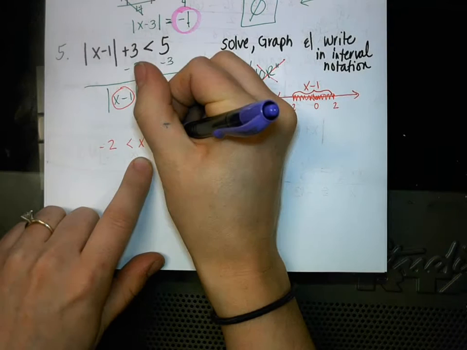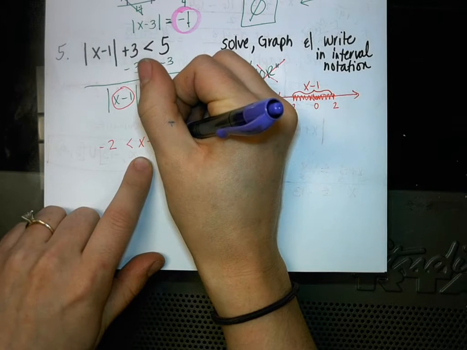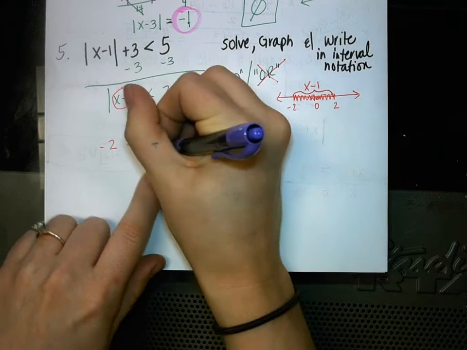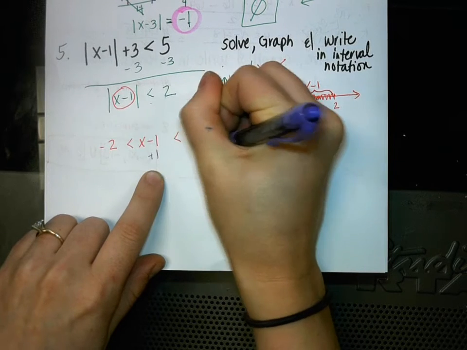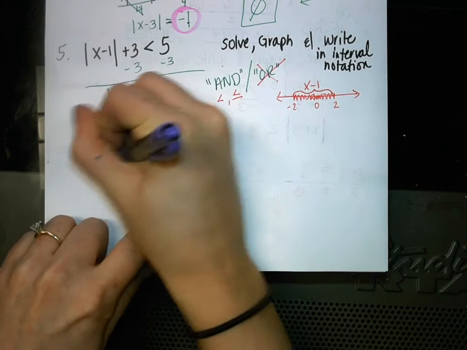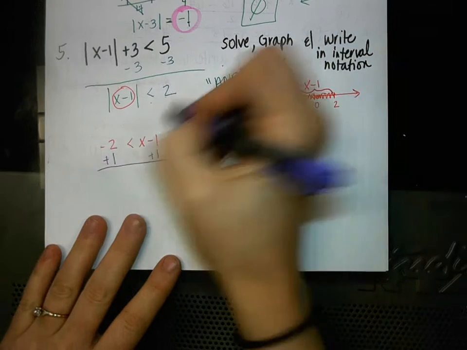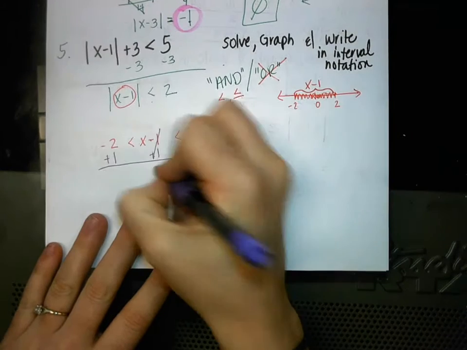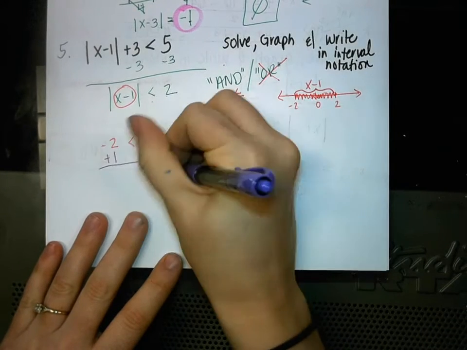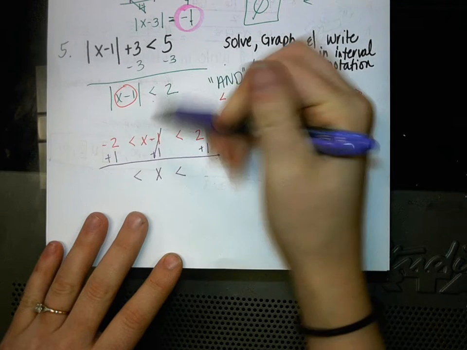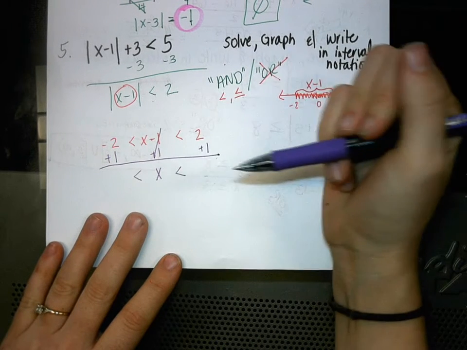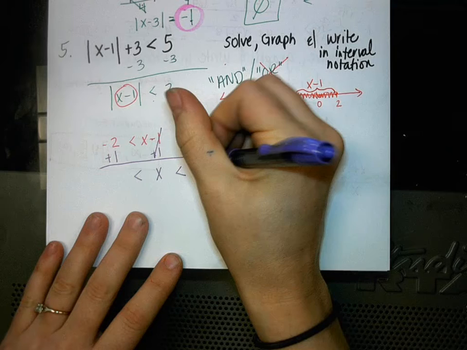So to get x by itself, I need to get rid of this minus 1, which means I need to add 1, but I need to add 1 to all 3 of these pieces or statements. So negative 1 plus 1, that cancels because it equals 0, and x plus 0 is just x. 2 plus 1 is 3.